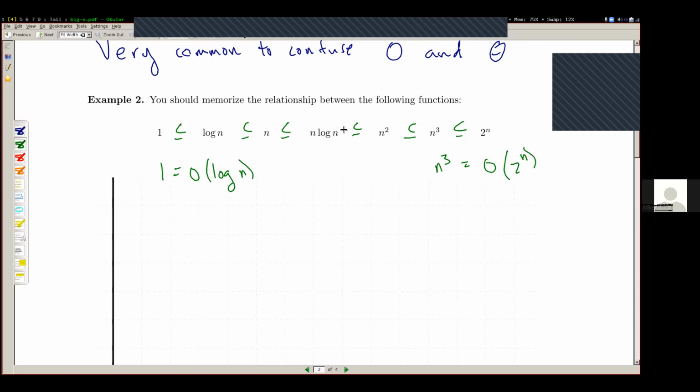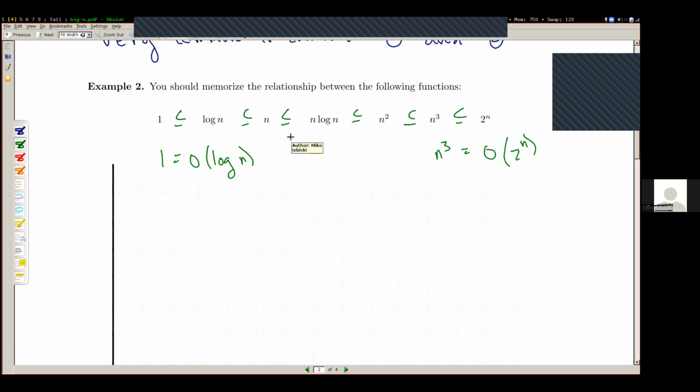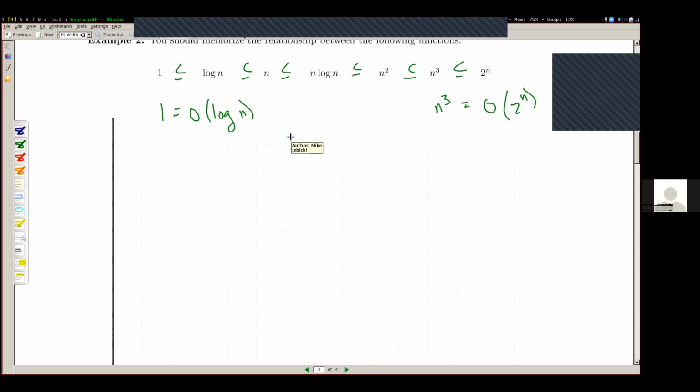But this notation's a little bit more verbose. So when we chain things together, you'll see people using less than or equal to like this. I'm going to draw out these graphs now.